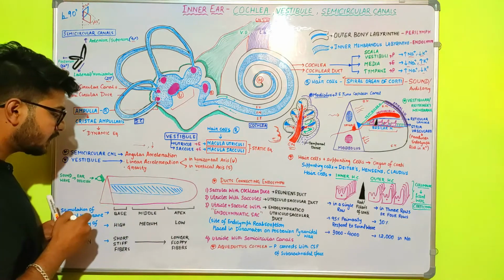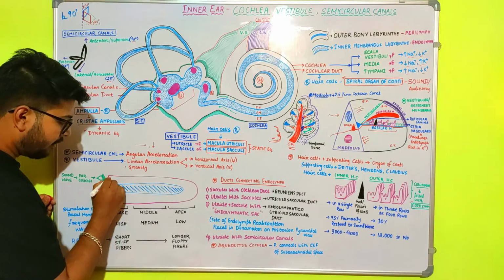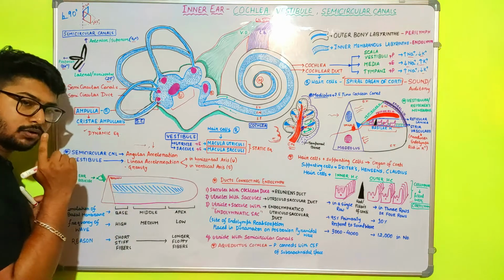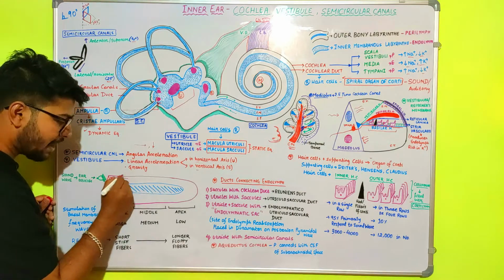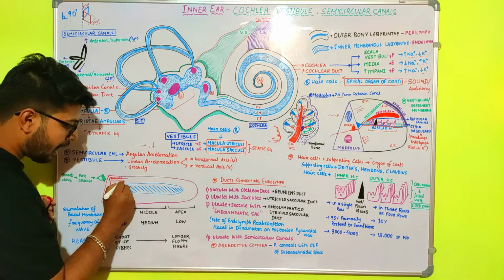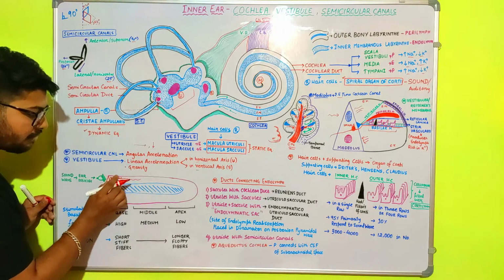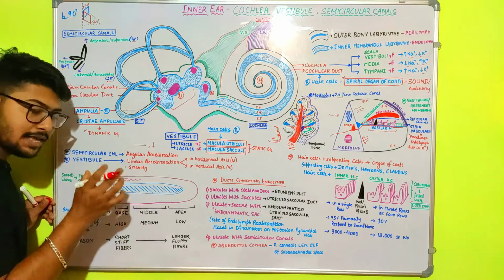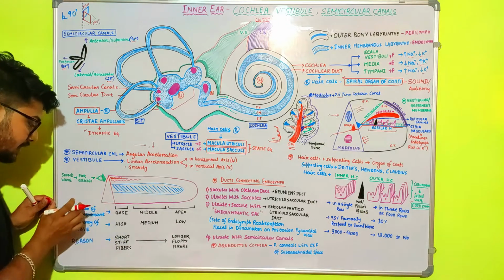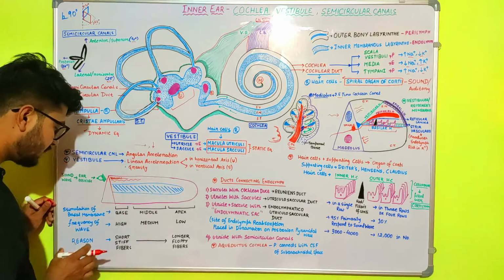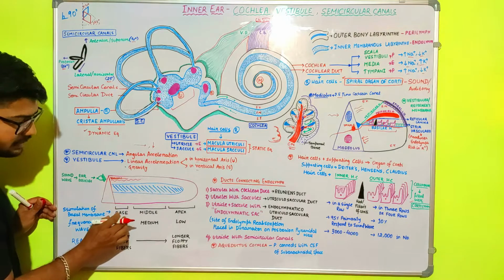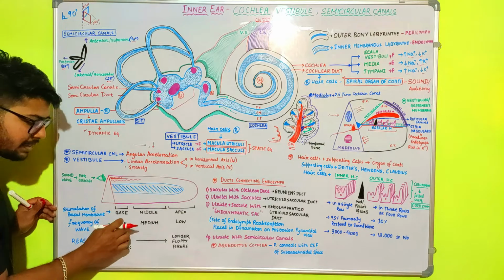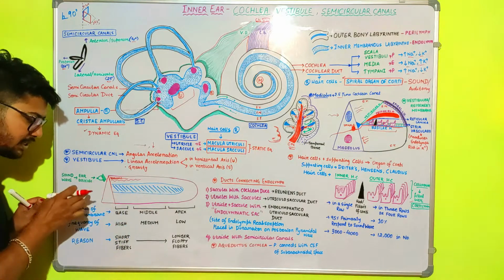What do I mean by frequency? The number of waves per second. If a wave has a higher number of waves in 1 second, it means it has high frequency, and if a wave has fewer curves in 1 second, then it has low frequency. So the stimulation of the basilar membrane occurs by frequency: at the base, if the frequency of the sound wave is high, then the base is going to be stimulated.